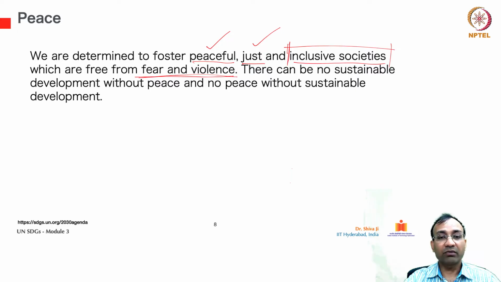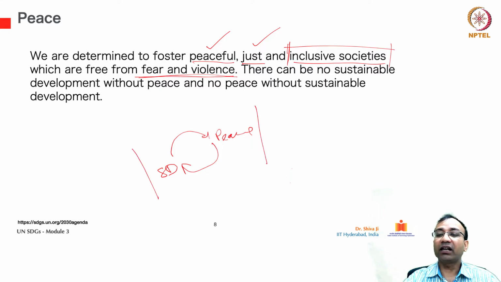There can be no sustainable development without peace, and no peace without sustainable development. So both, if you see, lead to one another. Peace leads to sustainable development, and in turn sustainable development leads to peace. Both are complementary to each other, both need each other, both actually nourish each other.